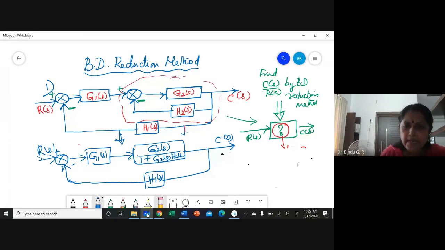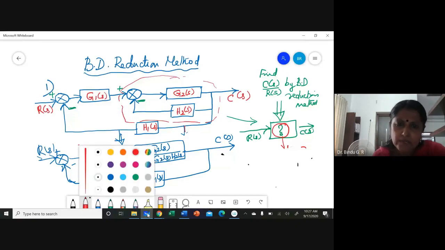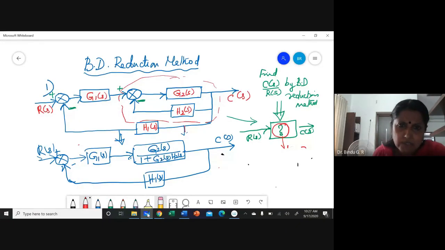Now, what will be the next step? Abhirami, what will be the next step? What will be the next step? Now that you have converted this into this, what will be the next step? Abhirami, are you there?